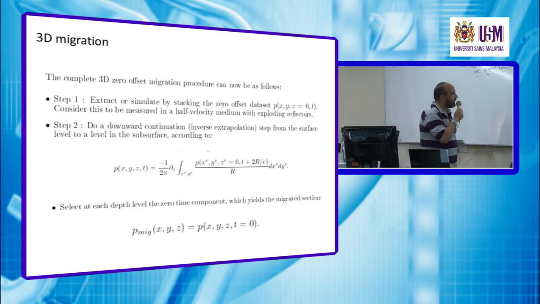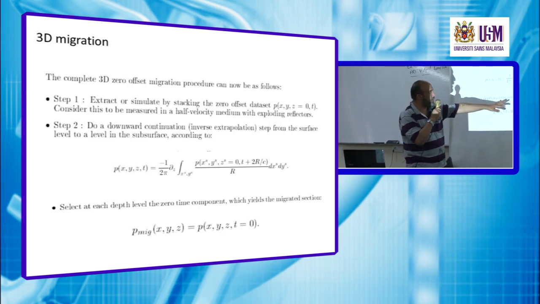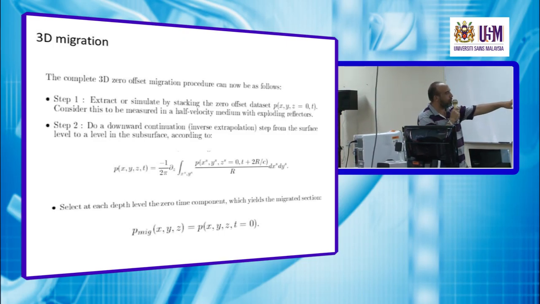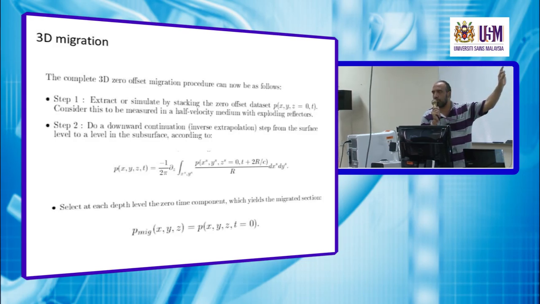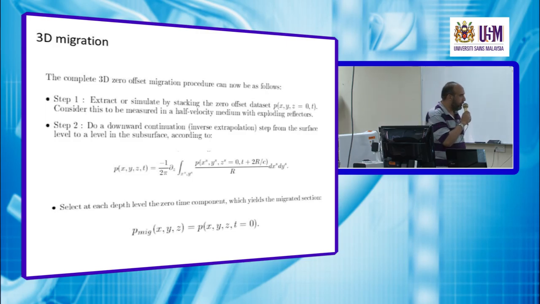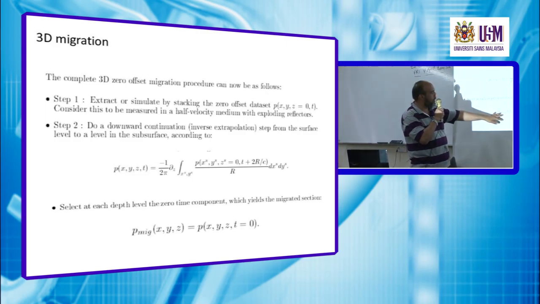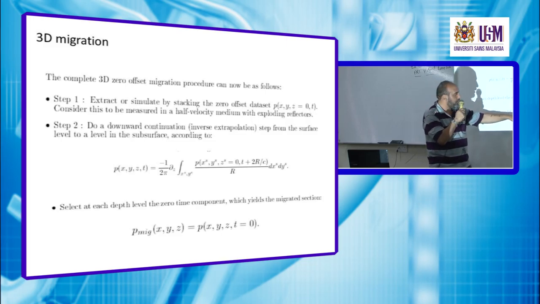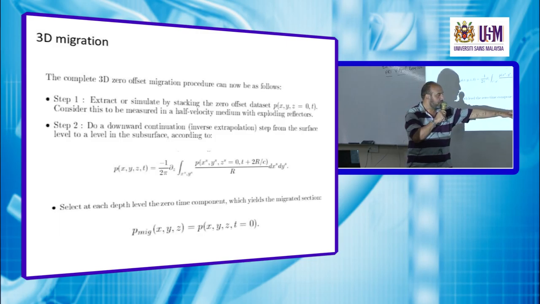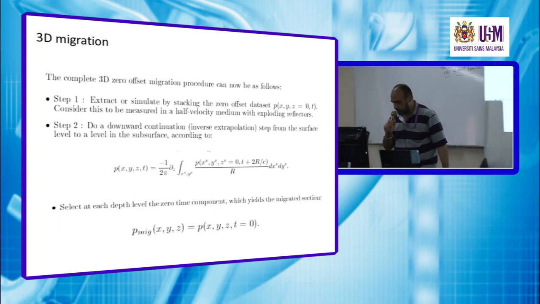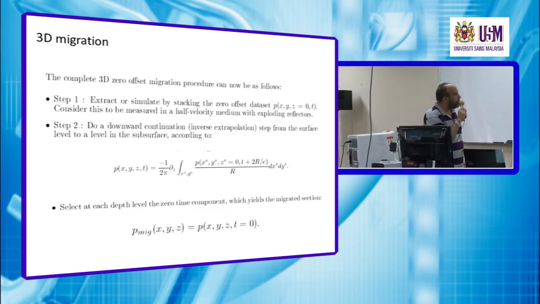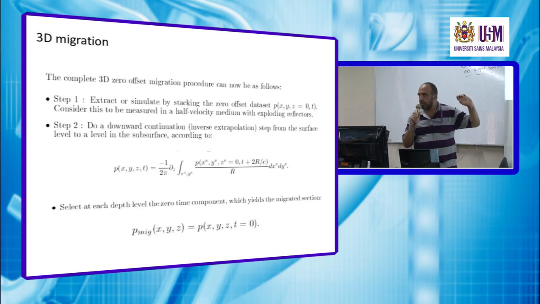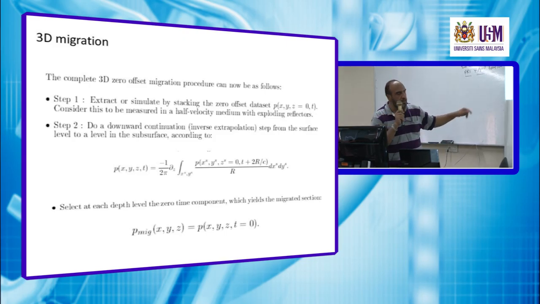Okay? Then we select at each depth level the zero time component. This zero time component, as we had an idea before, represents the location of the source at the reflector, which is defined here by the relation P migration of X, Y, and Z. Here we are speaking about the subsurface, equal P, which is the data set at X, Y, Z for time t equal 0. Okay, now for this, we end up with a geologic section. We are not ending up with a time section, we are ending up here with a geologic section.